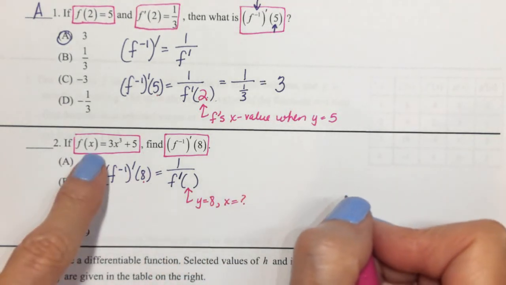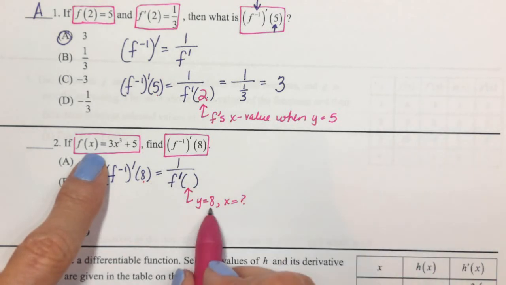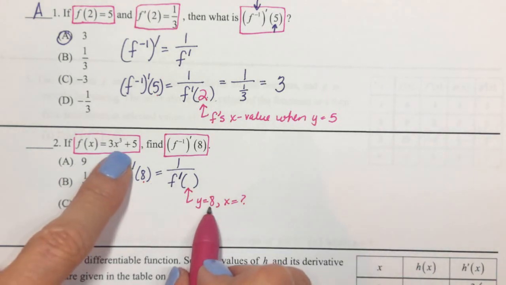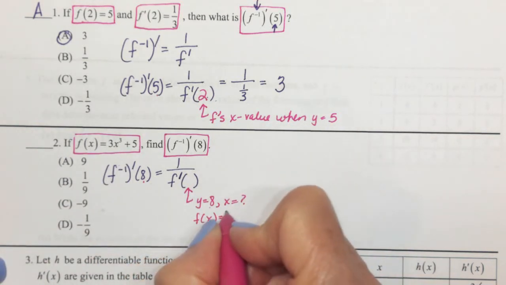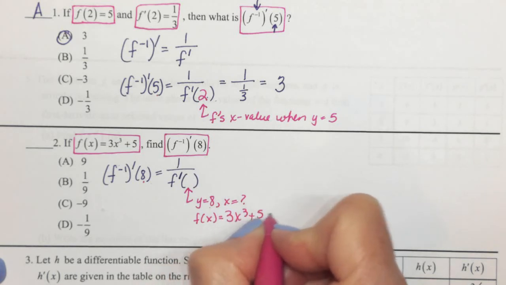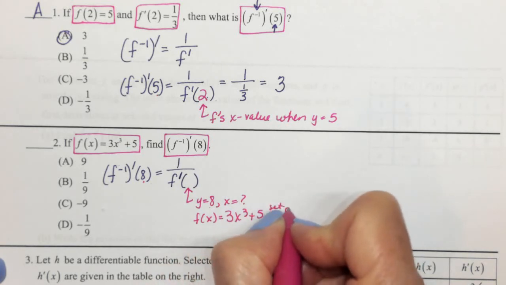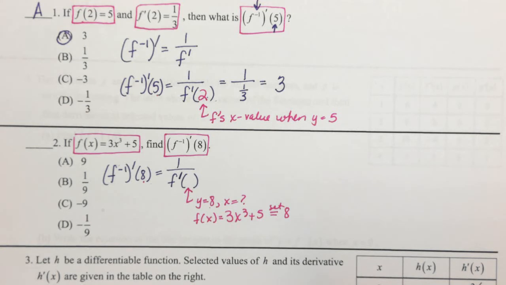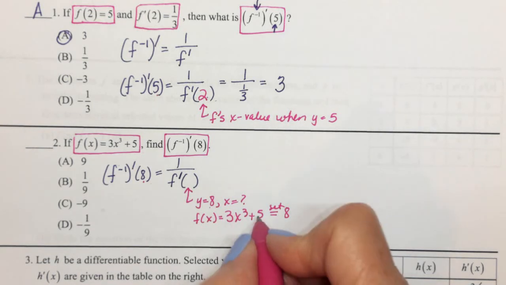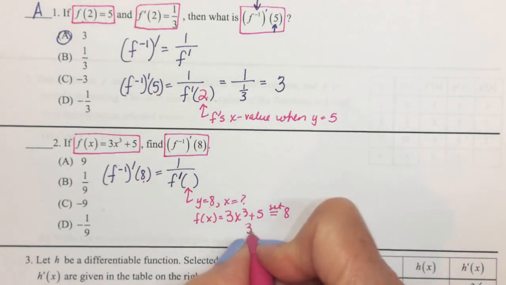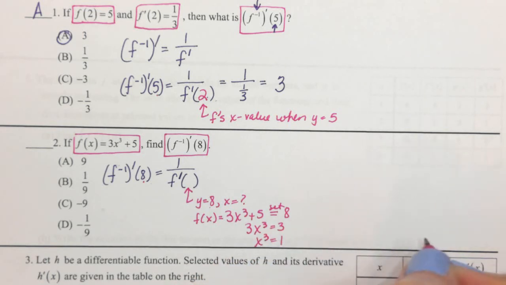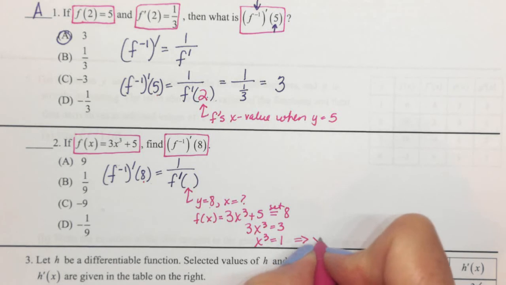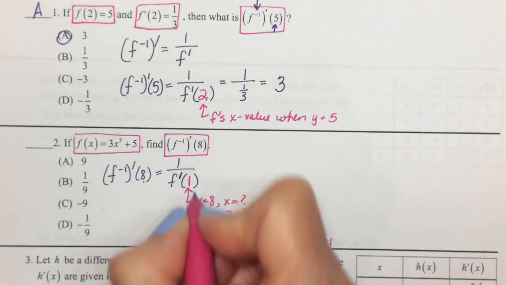Well, if I know f, and I know that f is equal to 8, I should be able to find x. So I'm going to take my f of x, 3x cubed plus 5, and set it equal to 8 to find the x coordinate when y is 8. So if I subtract 5 from each side and divide each side by 3, I get x cubed is 1, and that means that x would be 1. So this x value is 1.